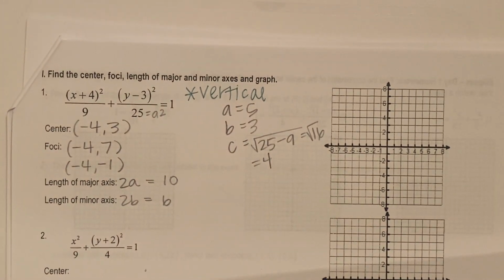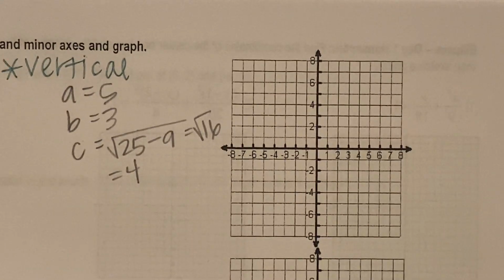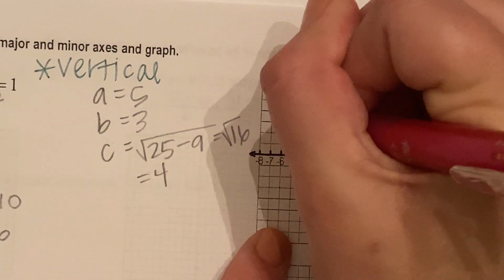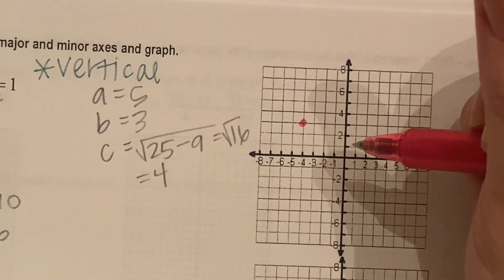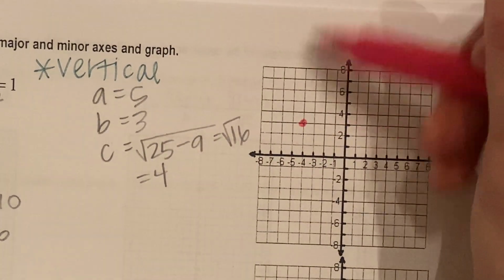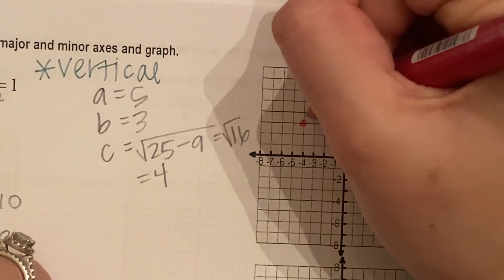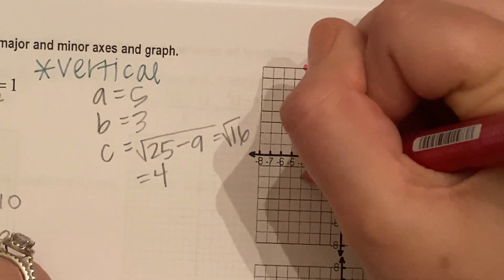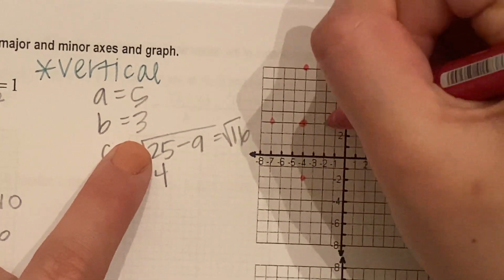Let's graph. So first I'm going to go in and plot my center. So I got -4, 3. Now I'm going to do my major axis. My major axis is vertical. It has to be the longest side up and down. So I'm going to go up 5 and down 5. And 1, 2, 3, 4, 5. Minor axis is left and right 3. 1, 2, 3, 1, 2, 3.